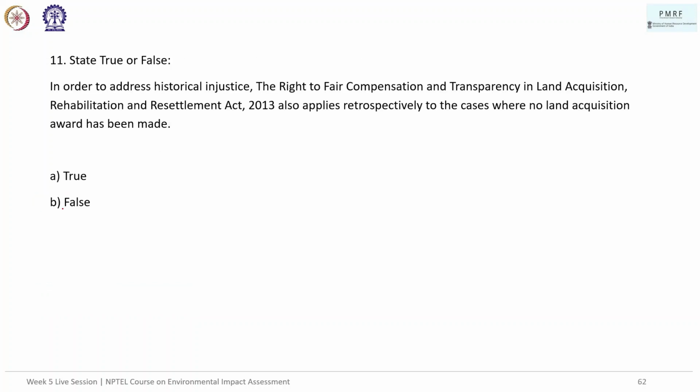All right. Moving on to the next question. In order to address historical injustice, the Right to Fair Compensation and Transparency in Land Acquisition, Rehabilitation and Resettlement Act 2013 also applies retrospectively to the cases where no land acquisition award has been made. Is it true or false? Any responses? We'll take a short look at this act after this question. But any responses for this one? Does the act apply retrospectively to the cases where no land acquisition award has been made?